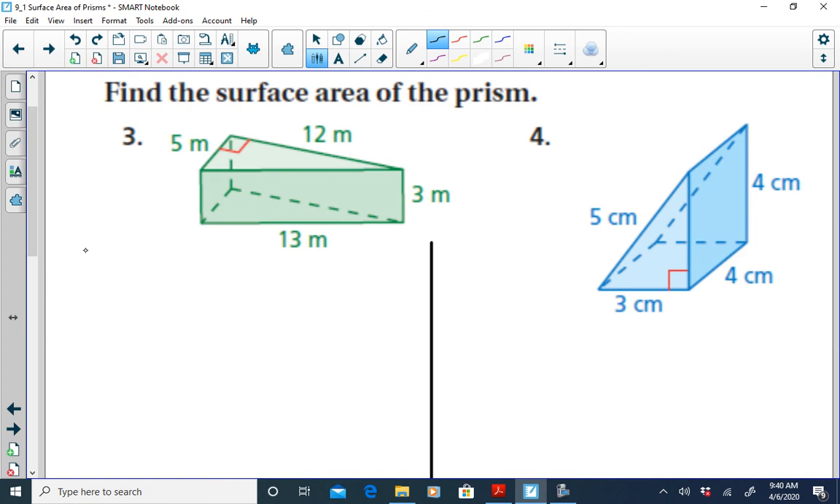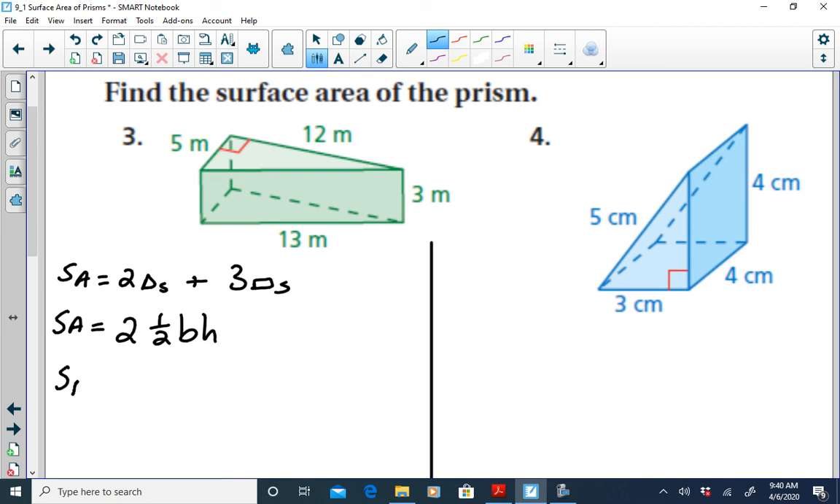Okay, so let's start with the area of the two triangles. My surface area is going to be equal to the area of my two triangles plus my three rectangles. Okay, so let's start with my two triangles. That's going to be 2 times 1/2 base times height. All right, and then let's see, surface area is going to be equal to 2 times 1/2.